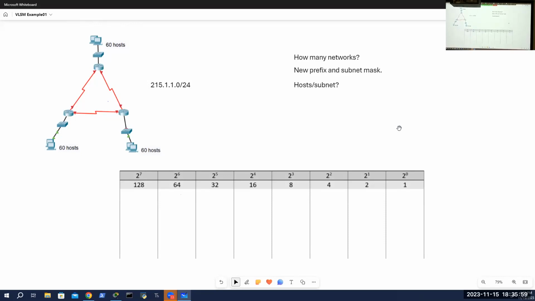This one is reasonably straightforward. There's only 2 different subnet masks that are needed.